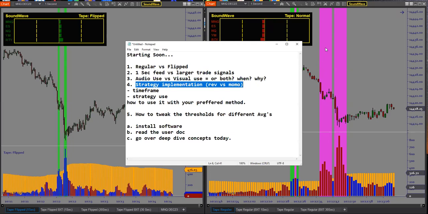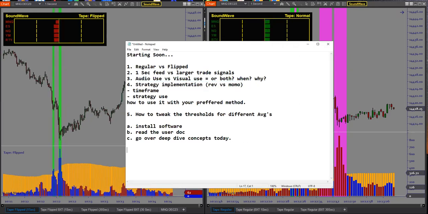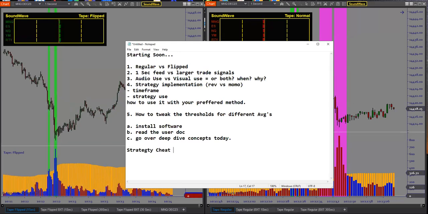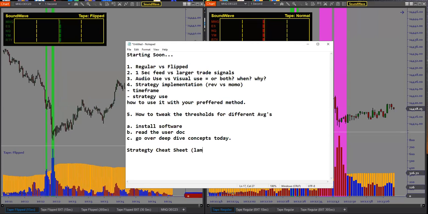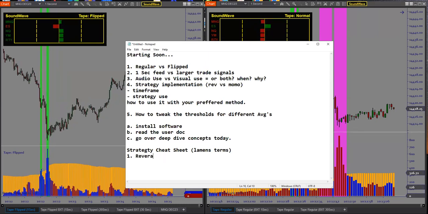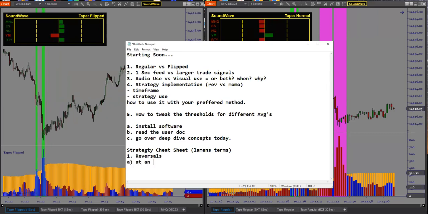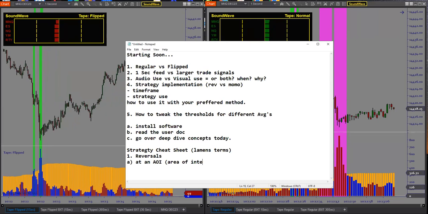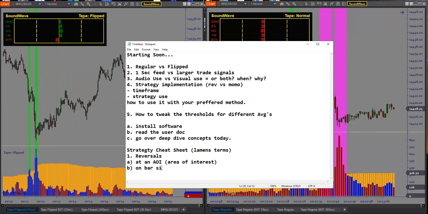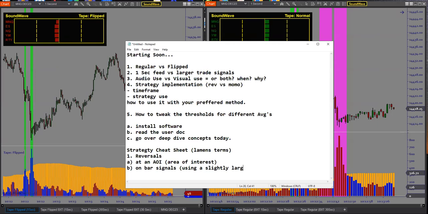The way I would go about this, and it really just boils down to this, I'm going to give you kind of a strategy cheat sheet, right? Layman's terms. Real simple. One, reversal. Reversals can be traded either with A, at an AOI, an area of interest, or B, on bar signals using a slightly larger time frame.